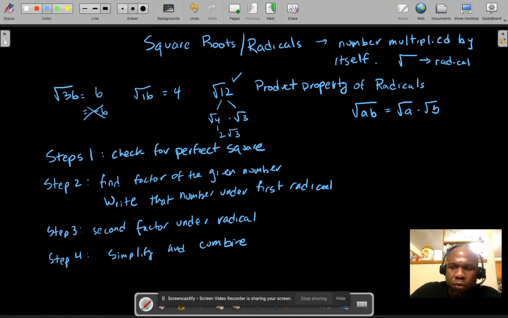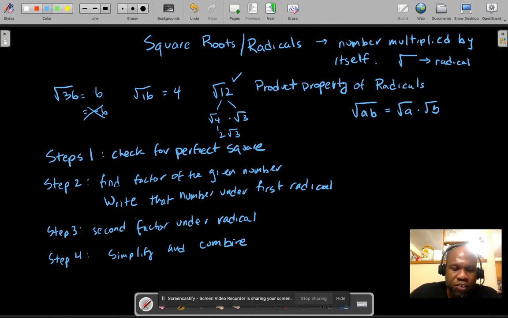I also prepared a bunch of steps for you to see on how to actually simplify a square root. I'm going to read off these steps, and this is what I'm going to be practicing when we do the practice. Step 1 is that you want to check for a perfect square. When you have a number, you want to check to see if that number can be simplified into a perfect square, or, sorry, a factor of a perfect square.